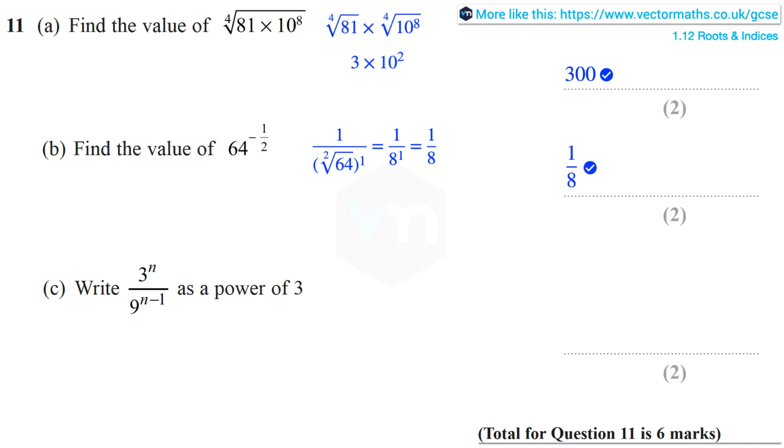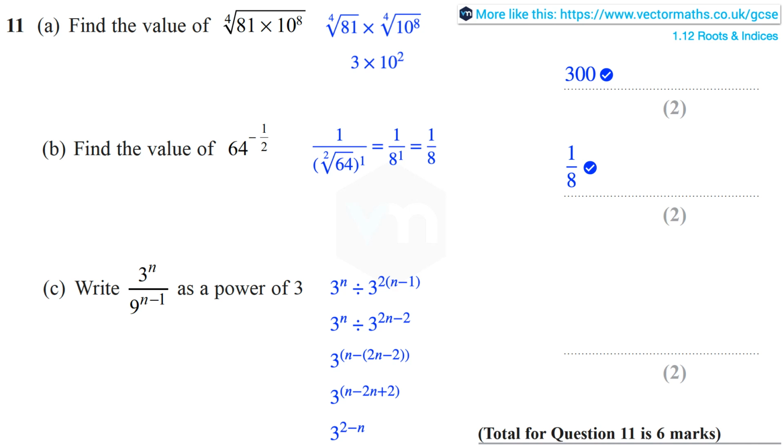In part C, we need to write 3 to the power n over 9 to the power n minus 1 as a power of 3. Now, this means we can start by rewriting the expression as 3 to the power n divided by, because of course that's what the fraction line means, 3 to the power of 2 times n minus 1. That's because 9 is the same as 3 squared.